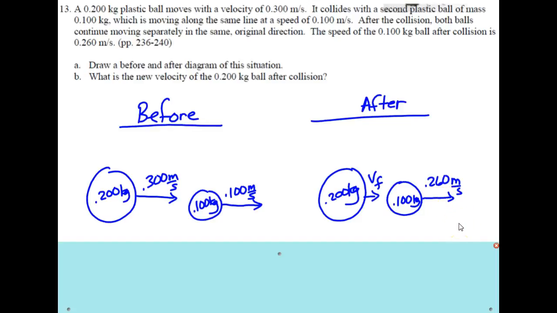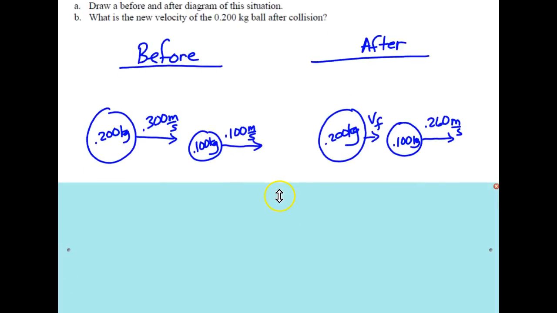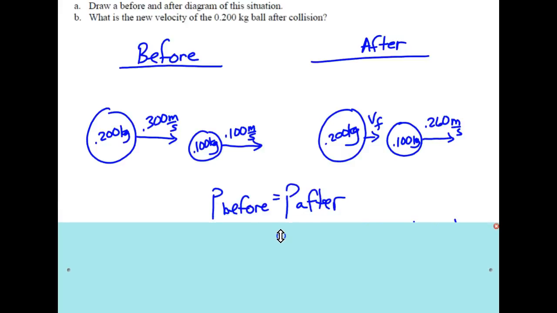Now you may ask, how do we know whether the final velocity is traveling to the right or to the left of this ball? Could it hit and then bounce back? The answer to that is yes, but what we're going to do is solve for the final velocity and let the sign of our answer tell us the direction that the final velocity is headed. So naturally, next we set up our P before equals P after conservation of momentum statement.